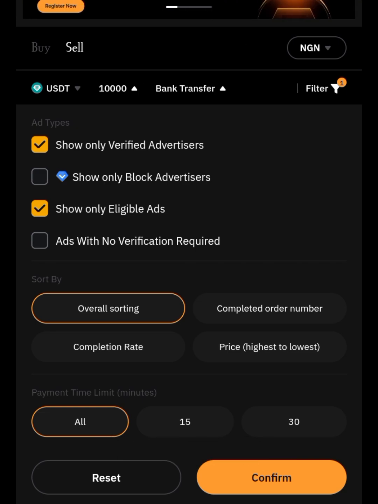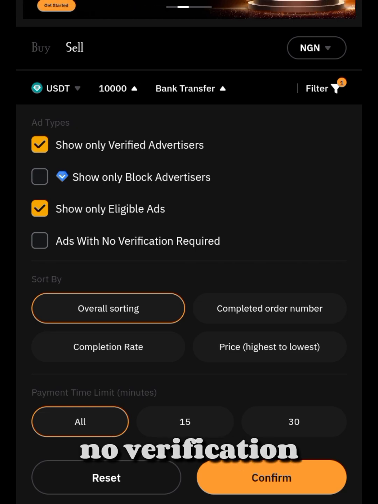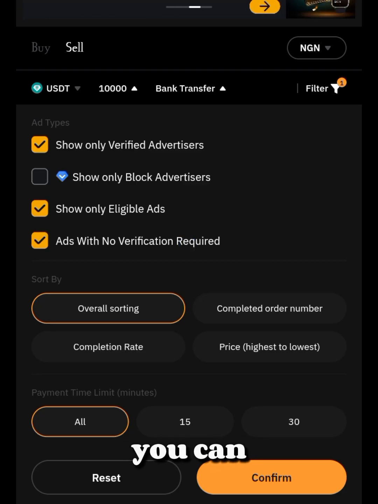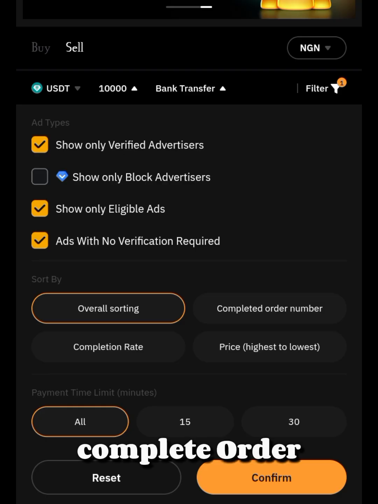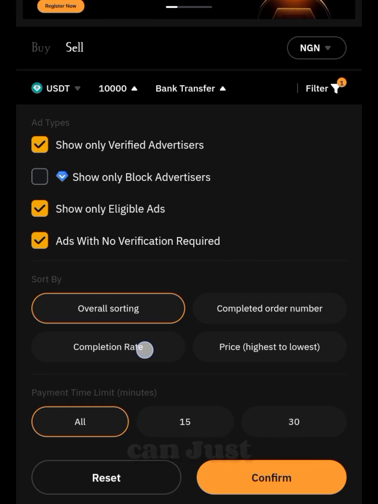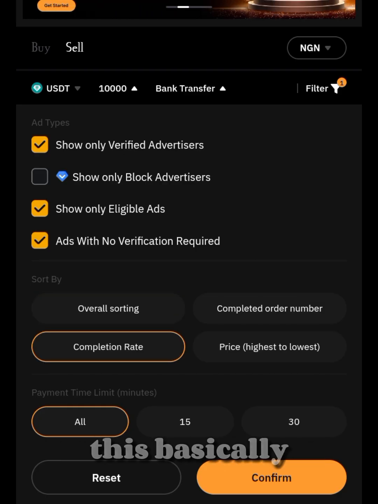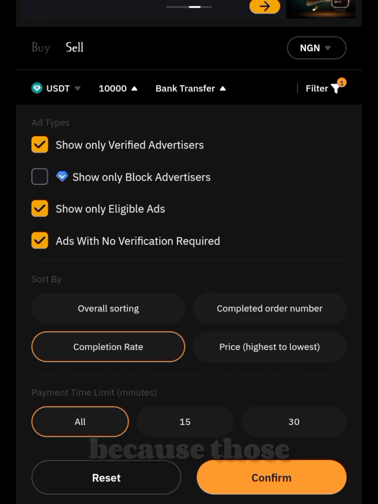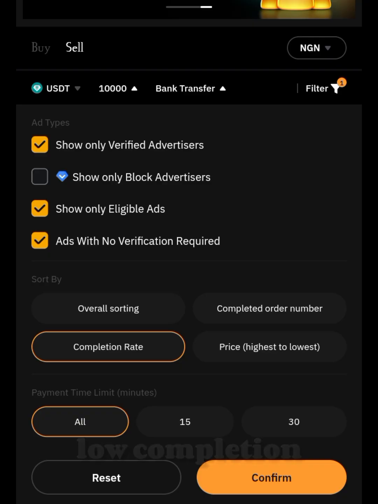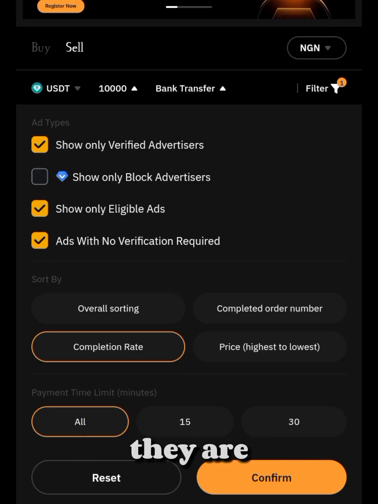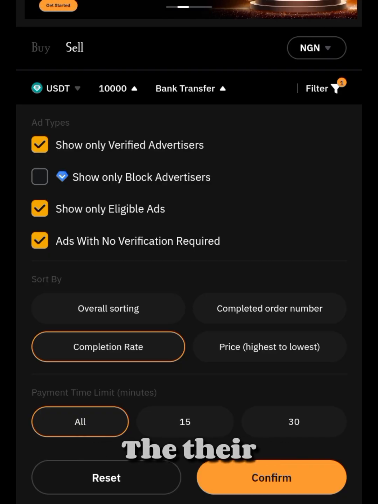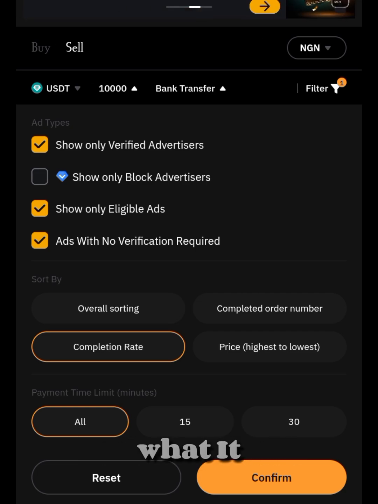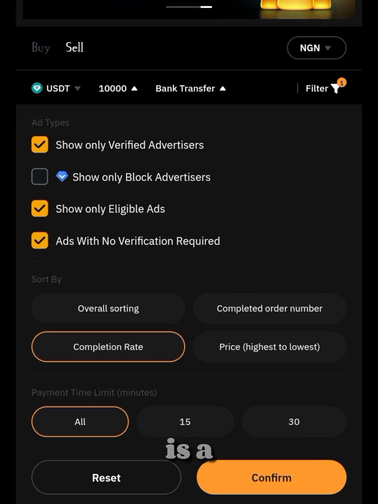They say ads with no verification required. No need to set this, but you can as well put it. Overall sorting, complete order, completion rate, highest to lowest. So you can just select completion rate. This basically shows how many times they have completed an order successfully, because those with low completion rates means that they are either having issues with their customers, they are not fulfilling orders, they are scammers. Basically that's what it means. So high completion rate is a green flag.